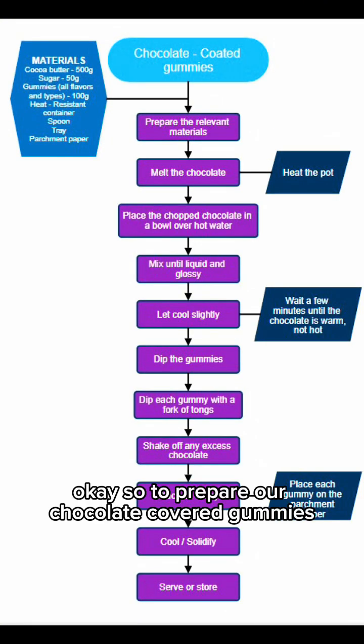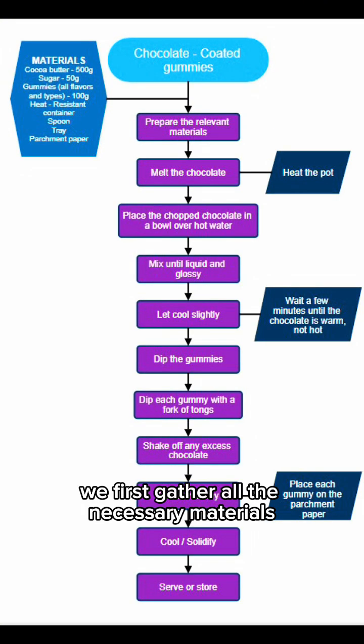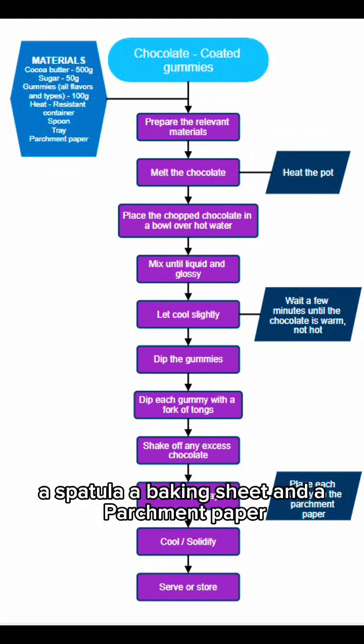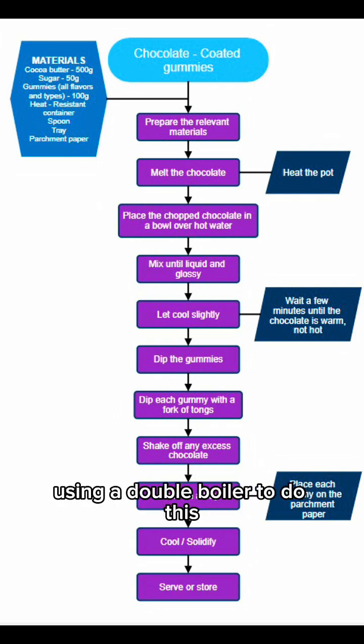Okay, so to prepare our chocolate-covered gummies, we first gather all the necessary materials. We use strawberry gummies and choose milk chocolate, along with a heat-proof bowl, a spatula, a baking sheet, and parchment paper. Then we began melting the chocolate using a double boiler.